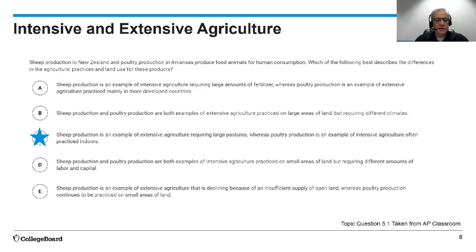The answer is C. Sheep production is an example of extensive agriculture requiring large pastures, whereas poultry production is an example of intensive agriculture often practiced indoors.